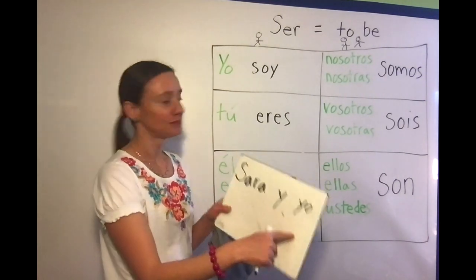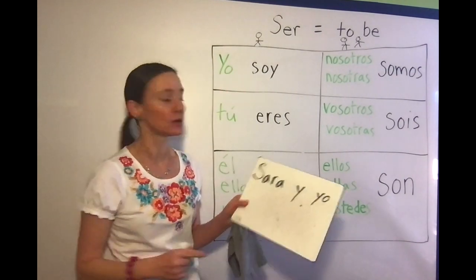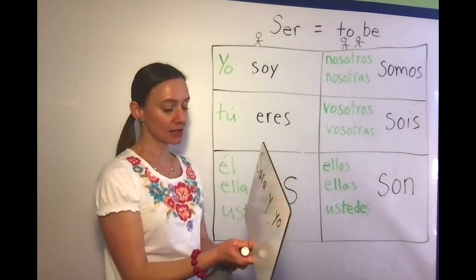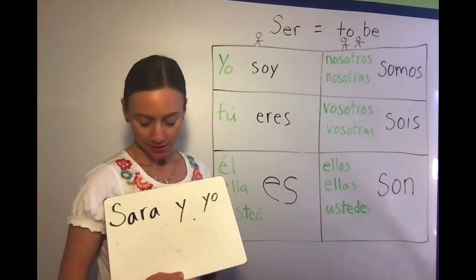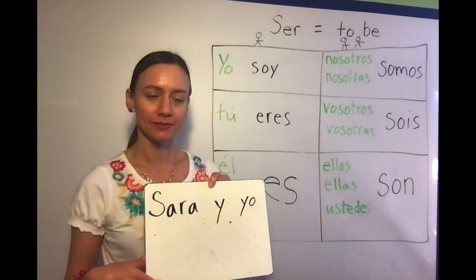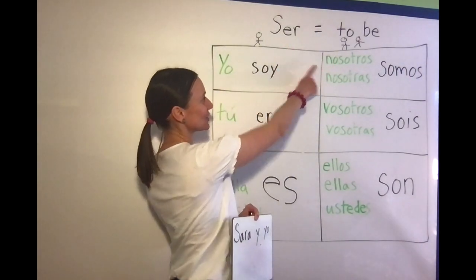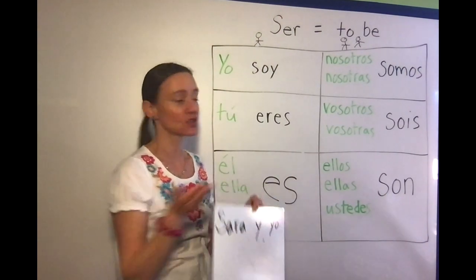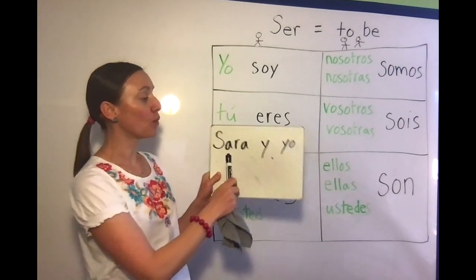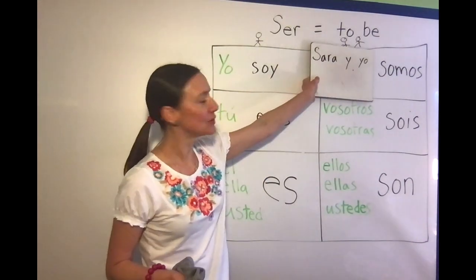"Sara y yo." I automatically know it's not gonna be on this side because this is talking about 2 people. So it's gonna be something on this side of the chart. And if I were to think in English, okay, so if I'm saying Sarah and I are smart, what pronoun could I use to replace this? We. And how do you say we in Spanish? "Nosotros." Or in this case, since Sarah and I are both girls, we would say "nosotras." So that lets me know that if I'm wanting to use these words and I want to say Sarah and I are smart, I'm going to use that verb.